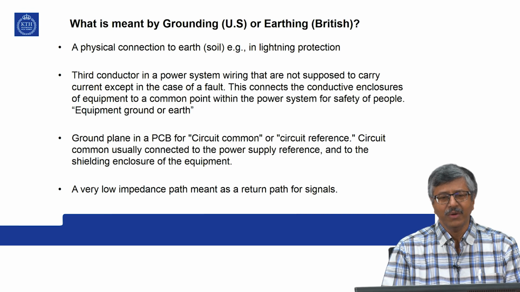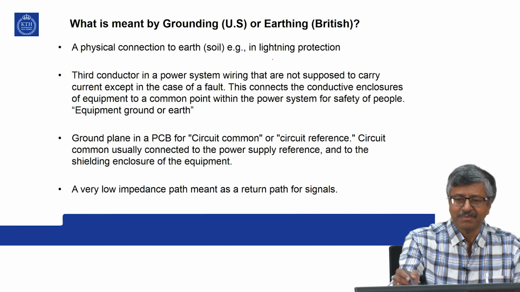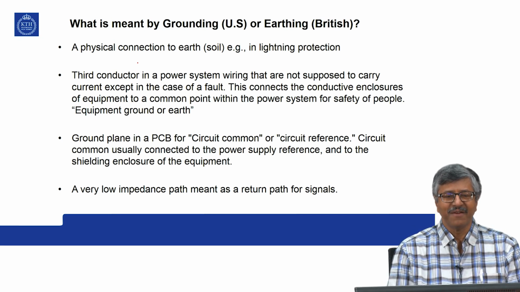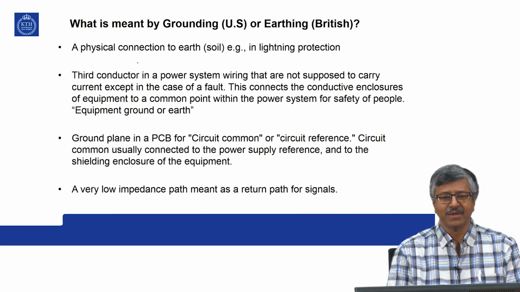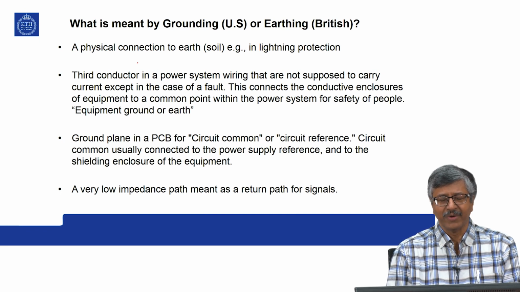If you are looking at lightning protection, there often grounding means a physical connection to earth or the soil, because you need to drain most of the lightning currents away from your building or the structure and safely away into the earth. But often in EMC you do not require a physical earth for grounding. So there grounding is more like a third conductor.